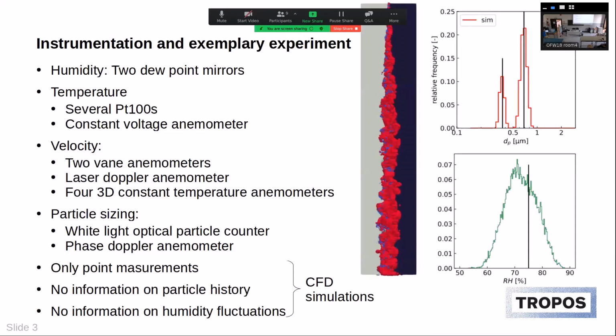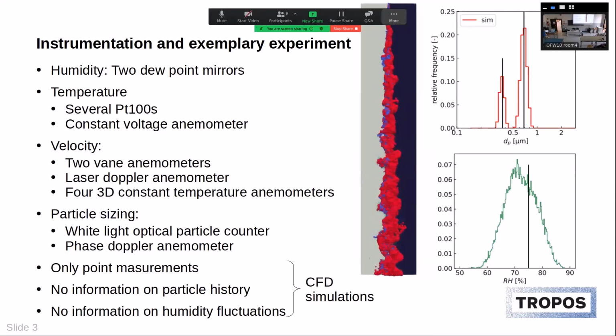And this is an exemplary experiment we are doing. So now we are seeing a cross section of the measurement section. On the left-hand side, we have, for example, low humidity. At the right-hand side, we have higher humidity. And then we inject particles which behave according to their surrounding. And with the simulations, we can, for example, get the particle size distribution.